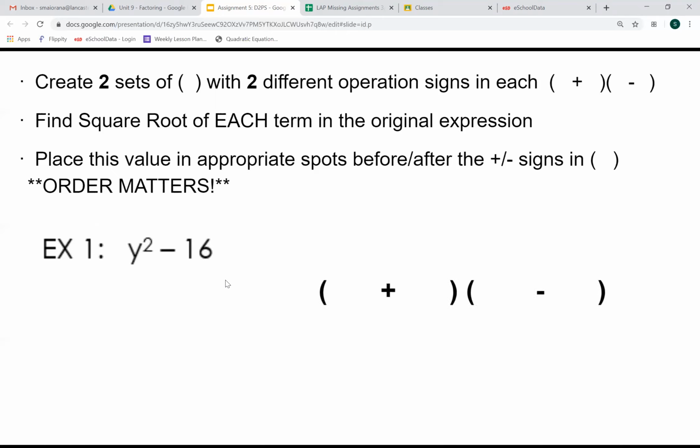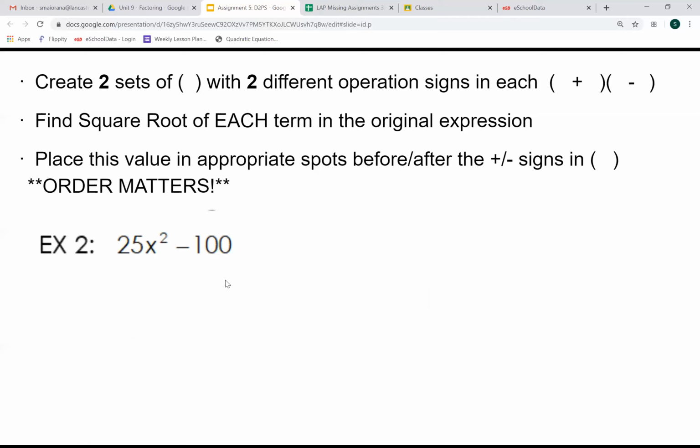First, I'm going to set up my parentheses, one with a plus in the middle and one with a minus in the middle. Now I want to find the square root of each term. The square root of y squared is y. The square root of 16 gives me 4. Now we have to make sure we put them in the correct order. Since my y squared was first, my y is going to go first in each set of parentheses, and then 4 is going to go second. That's all we've got to do. That's our final factored form: y plus 4, y minus 4.